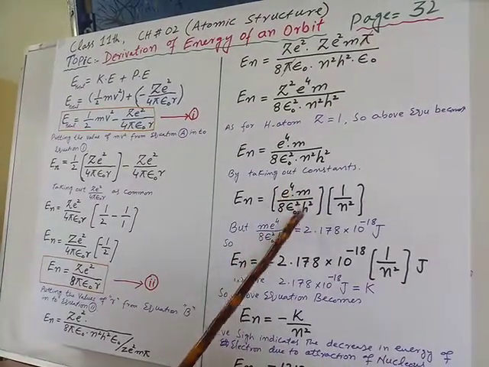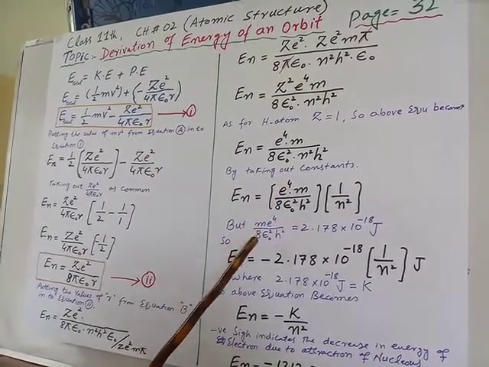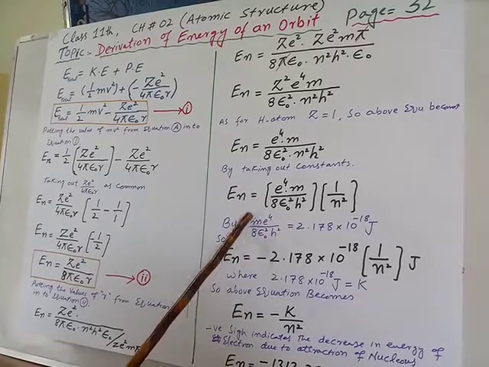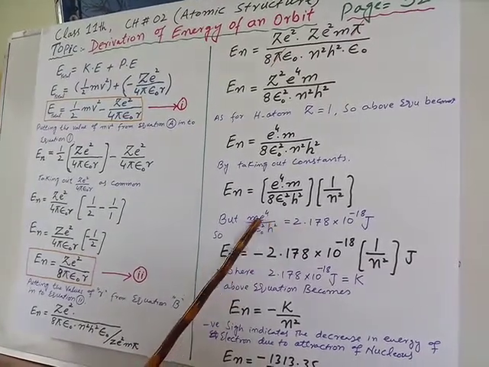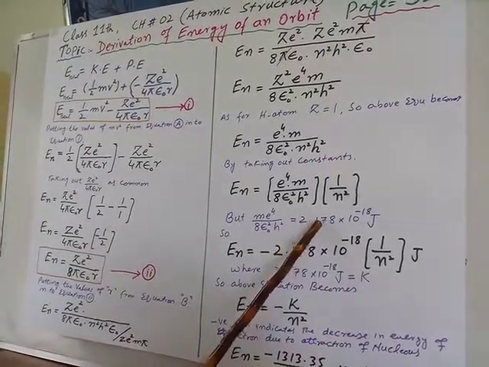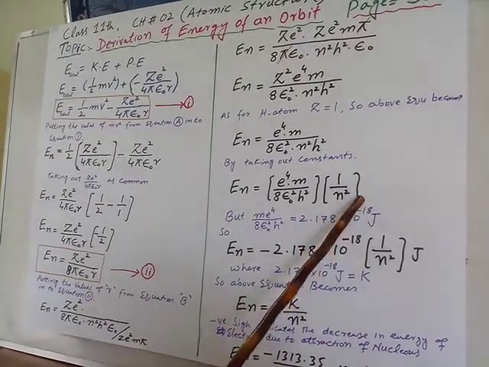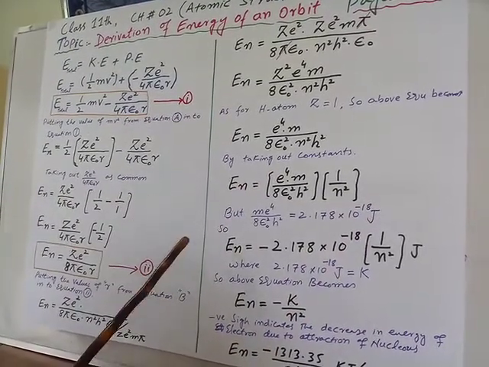Putting the values of these constants, and after calculation we will get that the answer will be 2.7178 into 10 to the raised power minus 18 joules. Joule is the unit of energy.